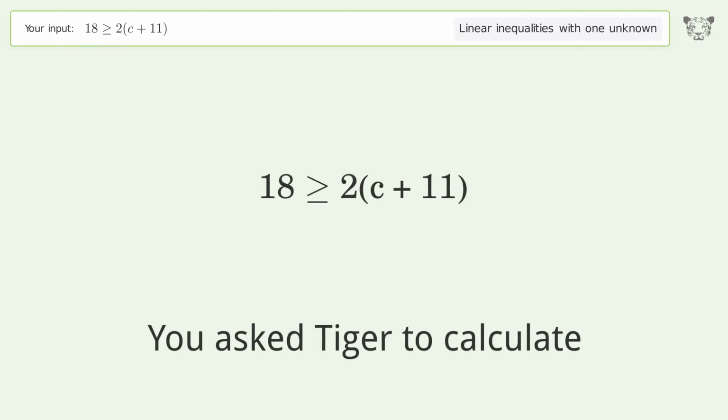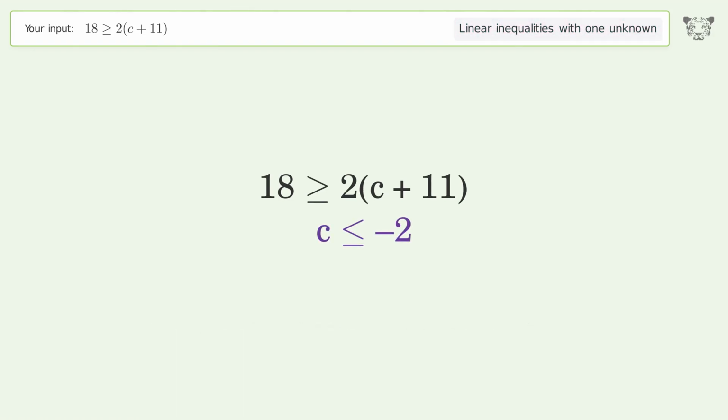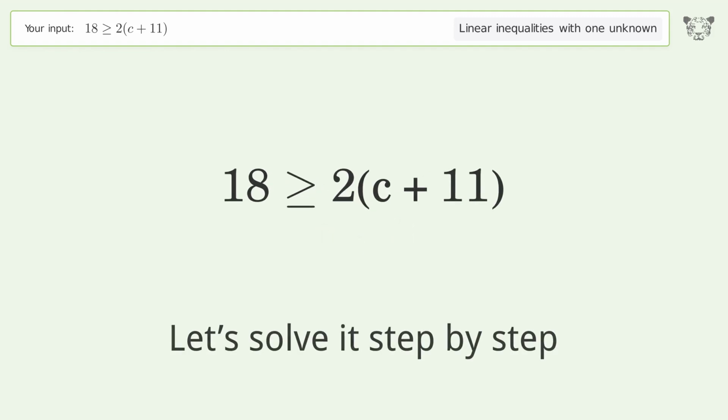You ask Tiger to calculate. This deals with linear inequalities with one unknown. The final result is c equal or smaller than -2. Let's solve it step by step.